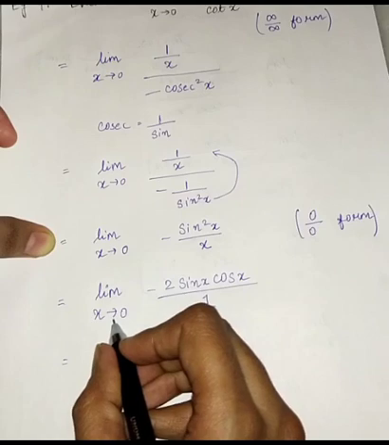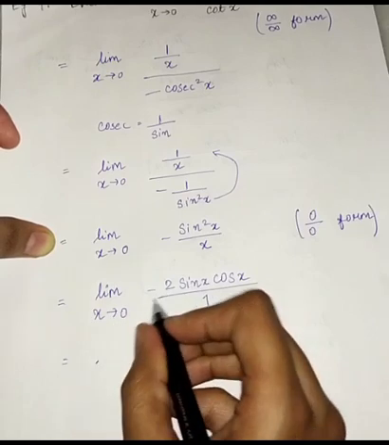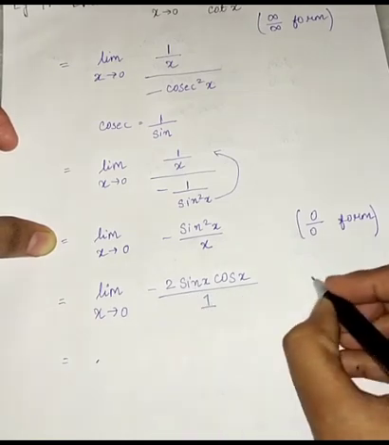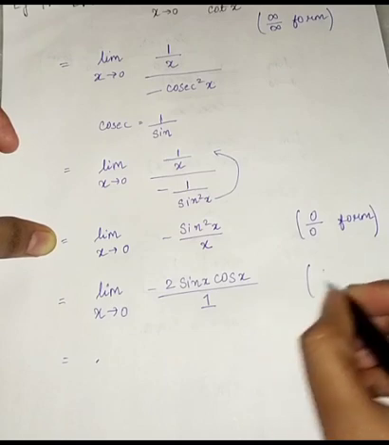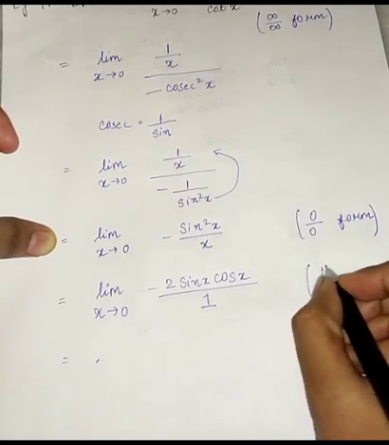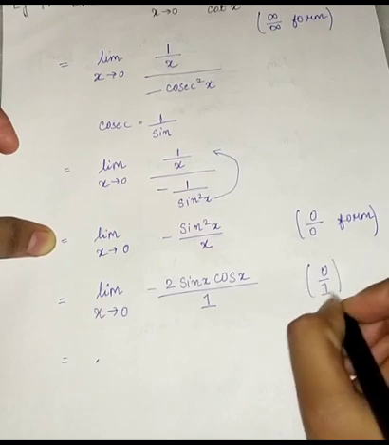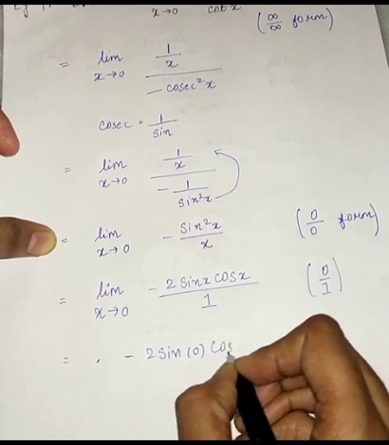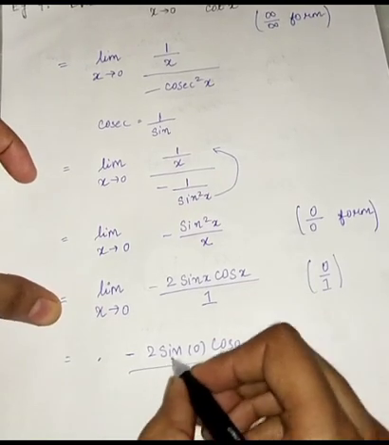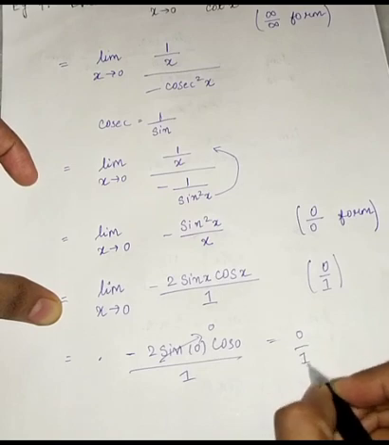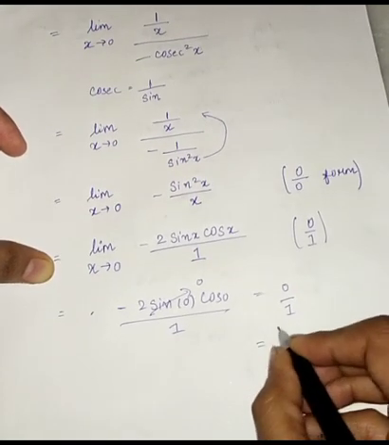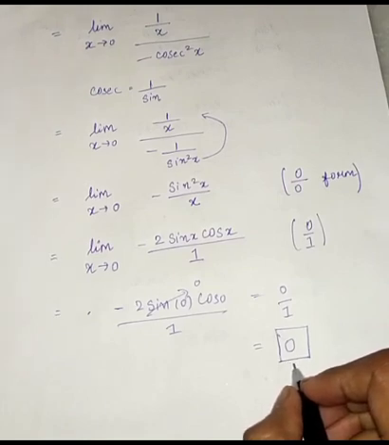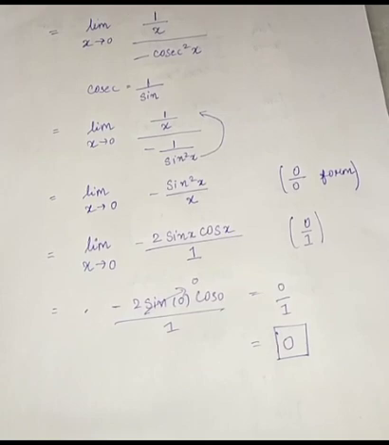Now again if we substitute this limit in this equation, then we get 2 sin of 0 into cos of 0 upon 1. Sin of 0 is 0, so we get 0 upon 1. So we get a finite value as 0. So the answer of this question is 0.